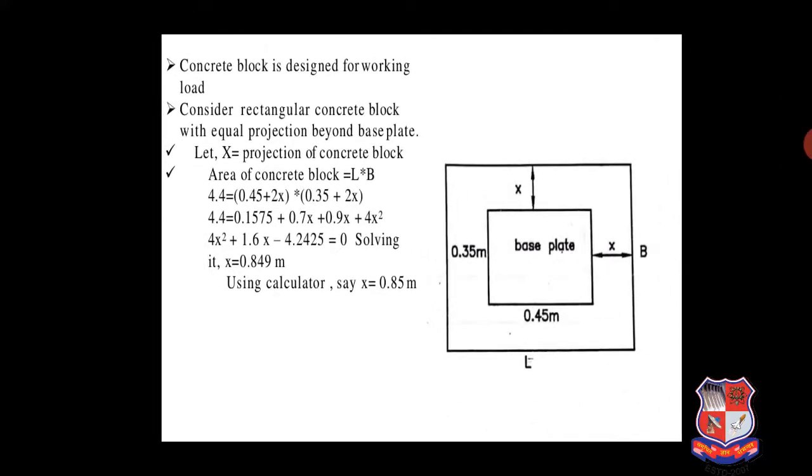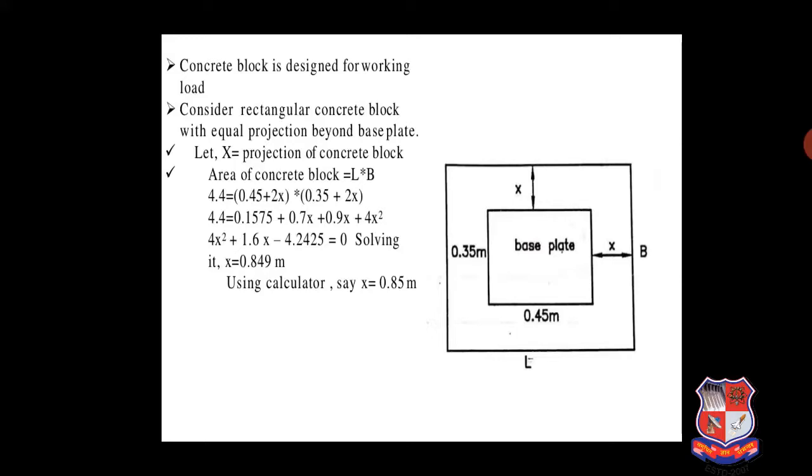So what should be L? First you mention the dimension of the base plate, 0.45 by 0.35 meter. Now we calculate L. L is 0.45 plus x plus x, it means 0.45 plus 2x. In the same way the width, or you can say B, is 0.35 plus x plus x.